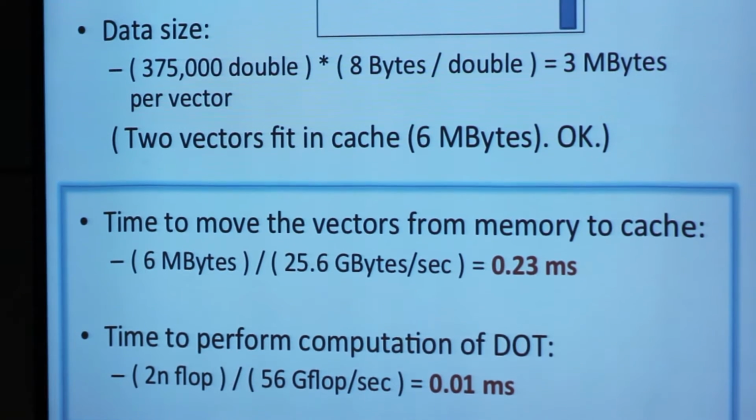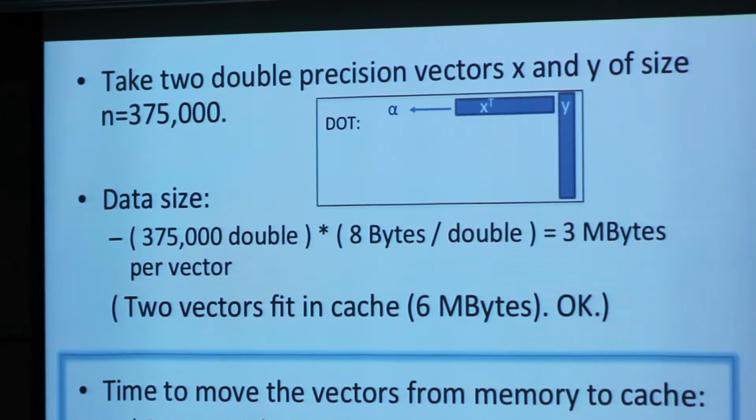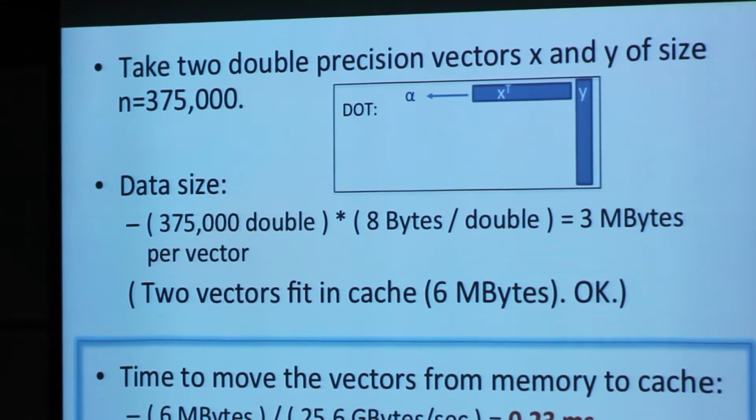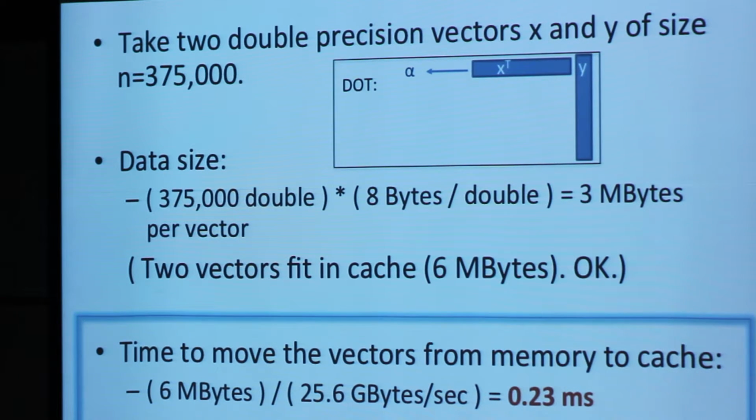So let's take a dot product. Dot product says we're going to take 2 vectors, multiply them together component-wise, and let's see the performance we get. I'm going to make these vectors very large because I want to diminish the latency problem. So I've got a vector of length 375,000 double precision words. I need 2 vectors. One vector occupies 3 megabytes, so 2 vectors fill up cache exactly, 6 megabytes for cache.